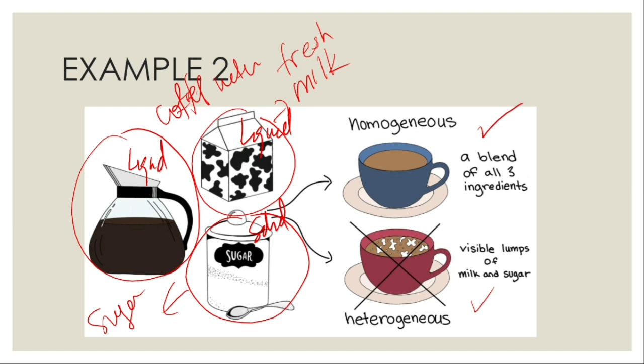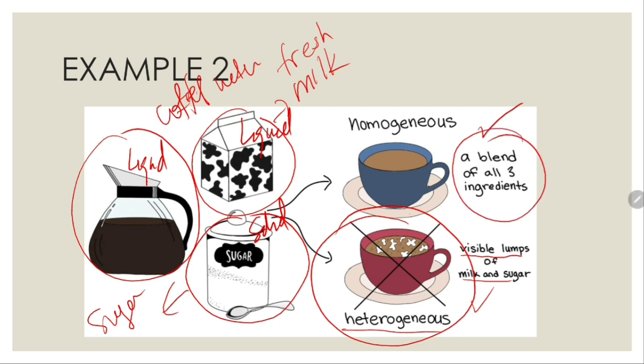If it's cold, then you're going to end up with a heterogeneous mixture, because we cannot mix the sugar very well. Instead of having dissolved sugar, we're going to have visible lumps of milk and sugar. So the mixture does not dissolve completely, does not combine well, so it ends up becoming a heterogeneous mixture. But if the coffee water is hot, it has the ability to dissolve both milk and sugar very well. So all three ingredients blend together, becoming a homogeneous mixture.